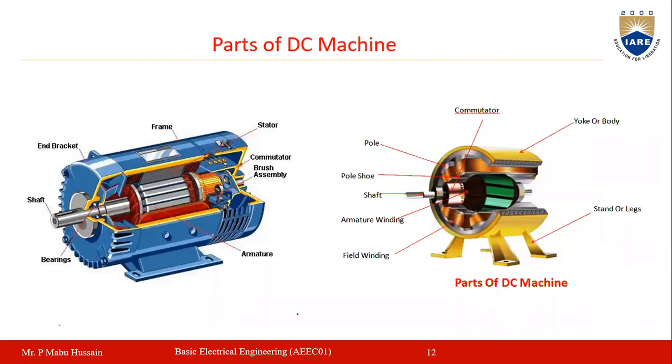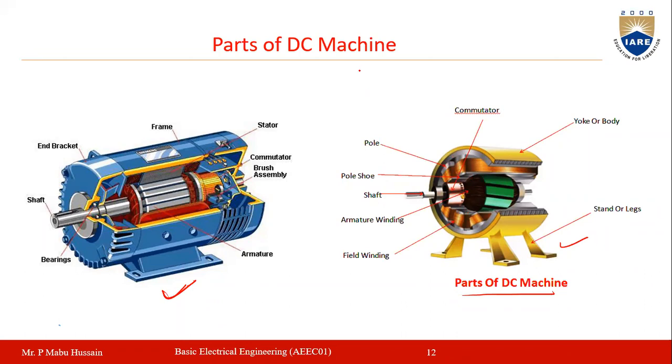See here, the DC machine will look like this. In the previous slide, we took the cross-sectional view. So this is the side view. Here again, the parts of a DC machine are represented in this view. So here are the poles.